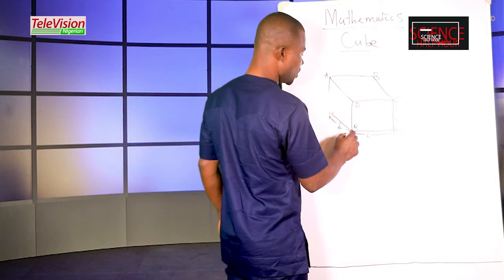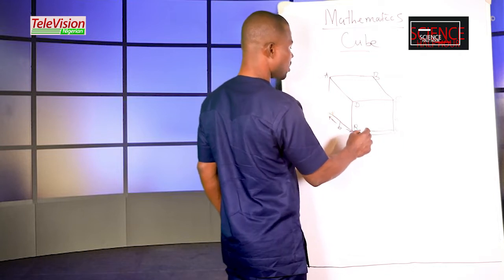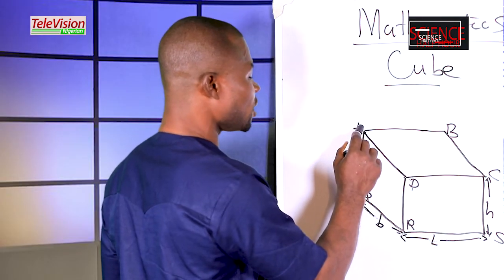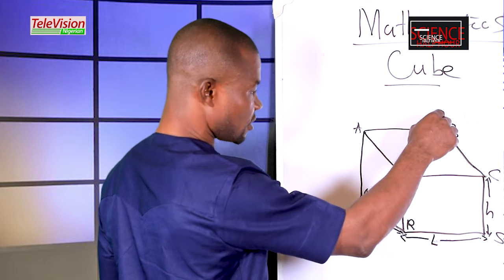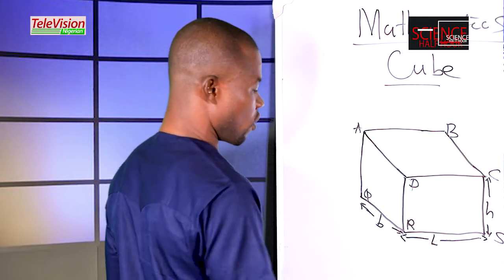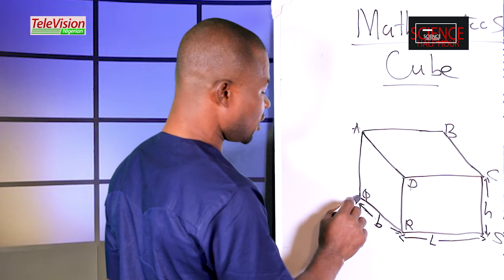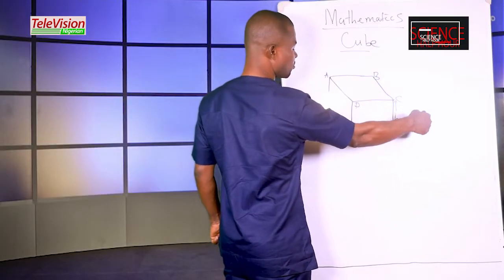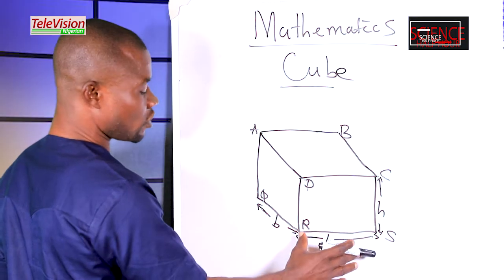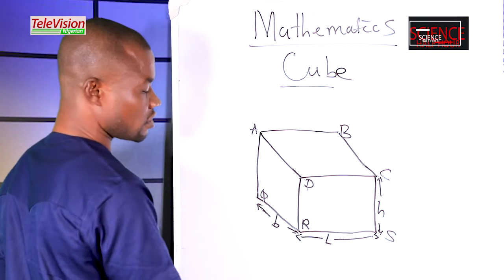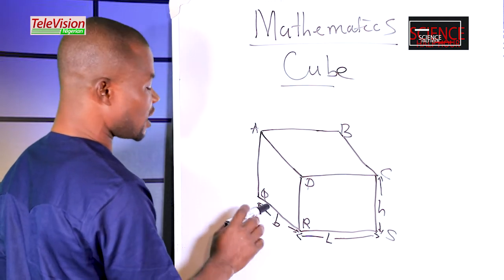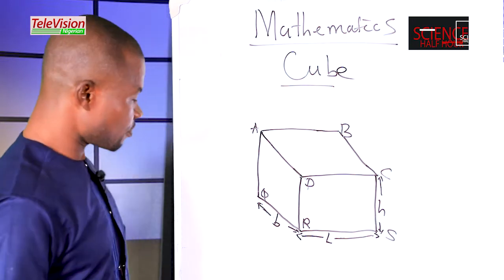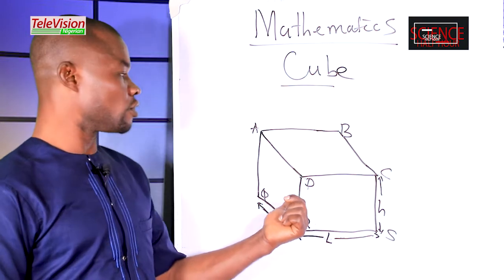The distance between here to here is the length. It's also the distance between here to here that is the length, and the distance between here to here is also the length. They are equal. The distance between here to here is the breadth, and the breadth is also at the back of this place. We could not see the back of this shape, but note that in every side of the shape, there is a corresponding shape. So these are examples of cuboid.